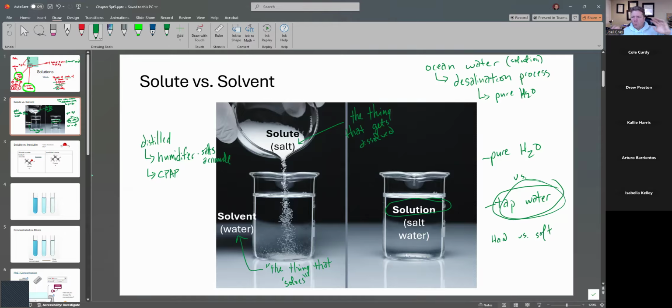Okay, so your takeaway from this is I want you to know an example of a solution. Something right off the cuff where you can say what that solution is and then immediately come up with, okay, here's an example of a solute in that solution.